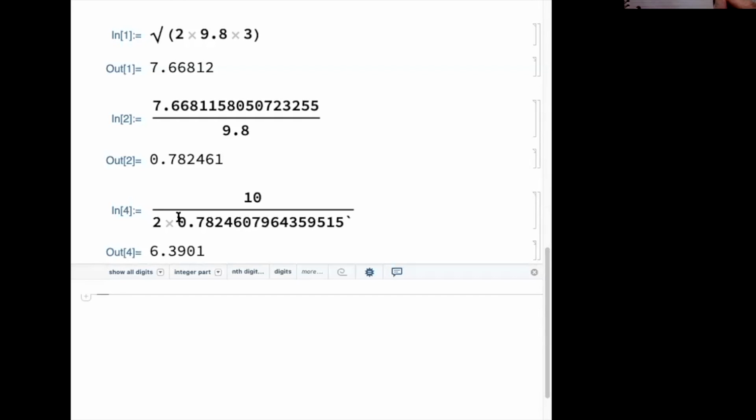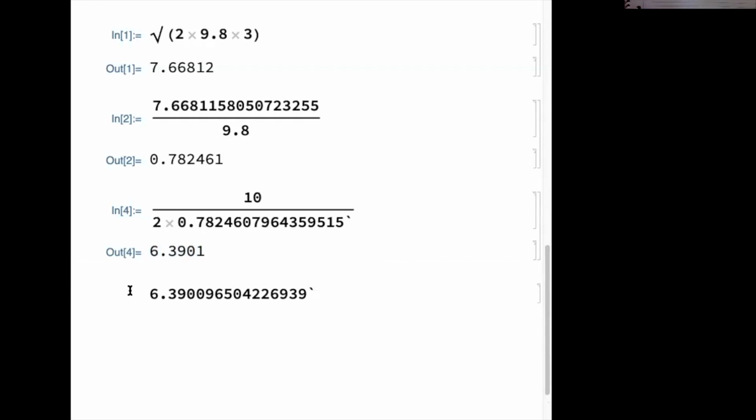The velocity is 6.3901. Let's see, we can continue with the digits. Let's write down what Mathematica gives us. Oh, there it is, 6.3900965. That's enough. We're going to throw away those significant digits later. But now we've done it. We found Vx, Vy. We can get the angle, and we can get the magnitude.